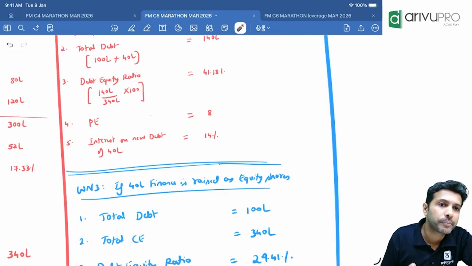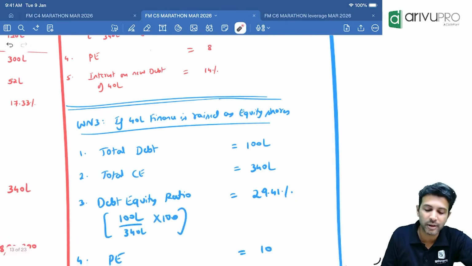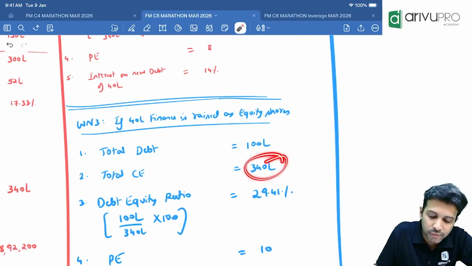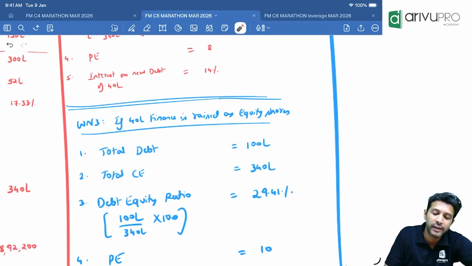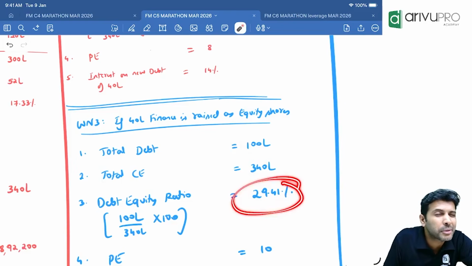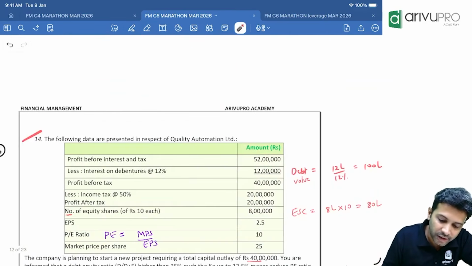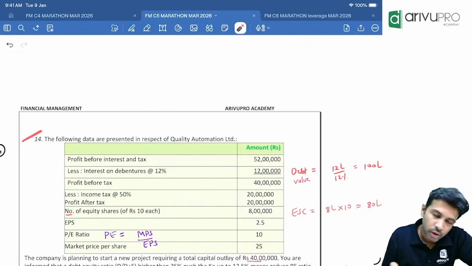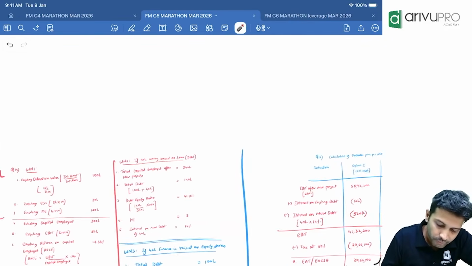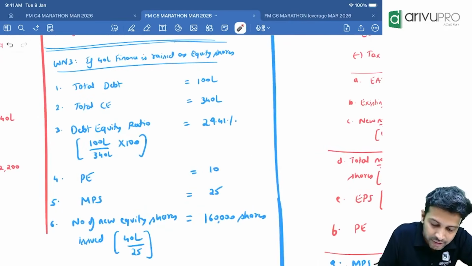Yes, sir. Calculate debt divided by debt plus equity. What is debt ka weightage now? Out of 340 lakh, debt ka weightage is only 100 lakh. How much is this? 29%. Did it cross 35%? If it does not cross 35%, the P multiple will stay at 10. That means the existing market price of 25 will also be the same. Existing market price.